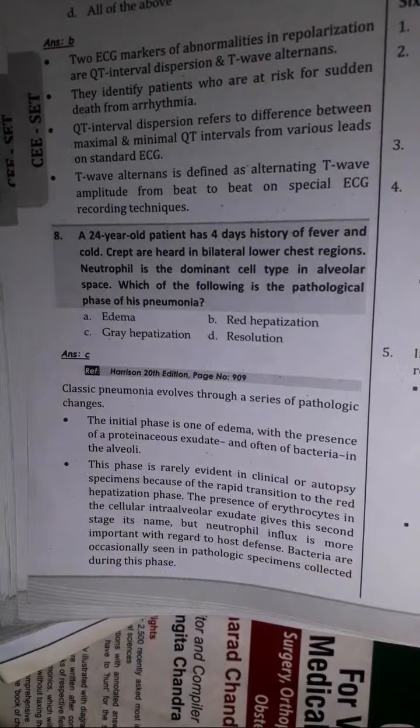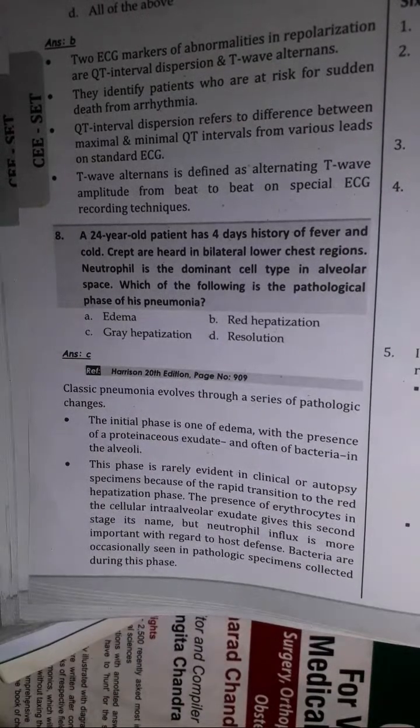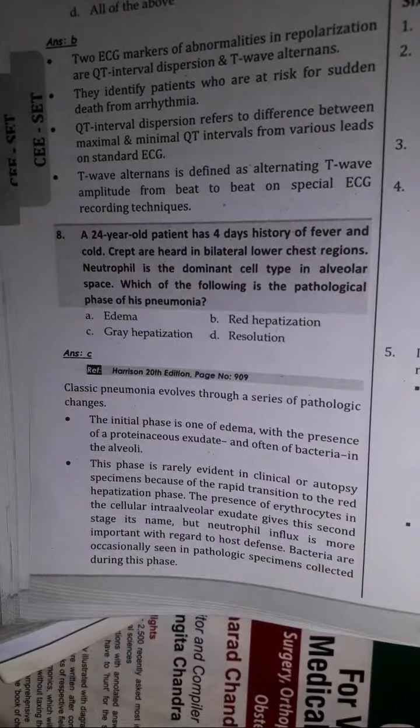A 24-year-old patient has a 4-day history of fever and cold. Crepts are heard in bilateral lower chest regions. Neutrophil is the dominant cell type in alveolar space. Which of the following is the pathological phase of his pneumonia? A. Edema. B. Red hepatization. C. Gray hepatization. D. Resolution. The answer is gray hepatization, C.